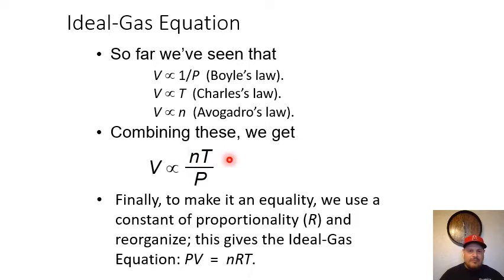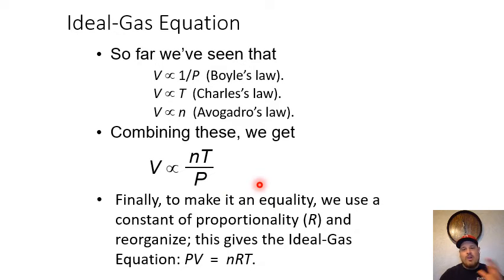But anyways, what we've seen so far is that volume is directly proportional to the inverse of pressure, right? That's Boyle's law. Volume is proportional to temperature, which is Charles' law. And we also learned that volume is proportional to moles, which is Avogadro's law. So when we take all those, we come to the understanding that volume is proportional to moles times temperature divided by the pressure of a system, right? Given that it's an ideal gas law.